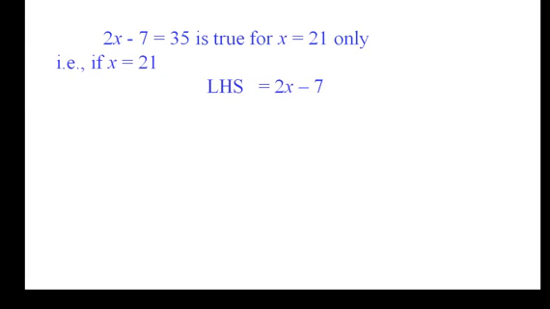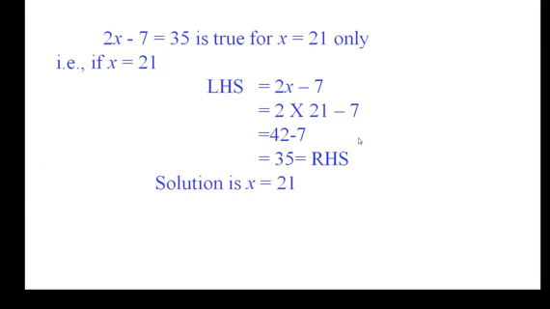LHS is given here, 2x minus 7. How do we check this one? In the place of x we have to substitute 21. So 2 into 21 minus 7, that is equal to 42 minus 7, that is equal to 35. Here, given 2 into 21, why should we take the into sign? Because in between 2 and x there is no symbol. That's why we have to take the into sign. So 2 into 21. So the solution is x is equal to 21.